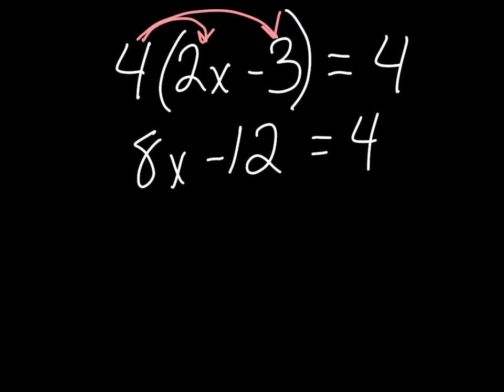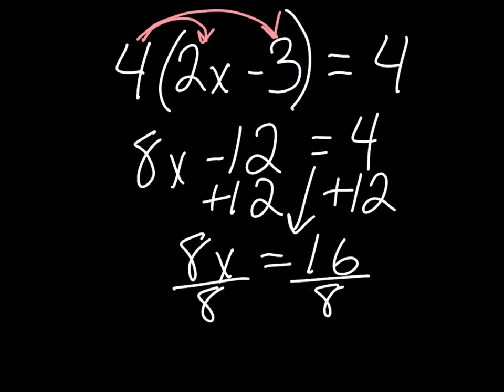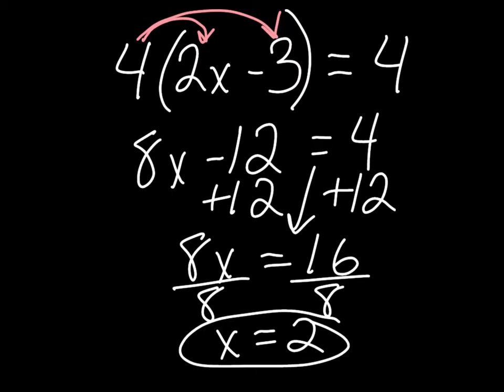Now, these problems should look a lot like the ones we just solved. So we're going to use the opposite of PEMDAS, add 12 to both sides. We have 8x equals 16. Divide both sides by 8, x equals 2. So it should not be a lot different than the ones we just solved.